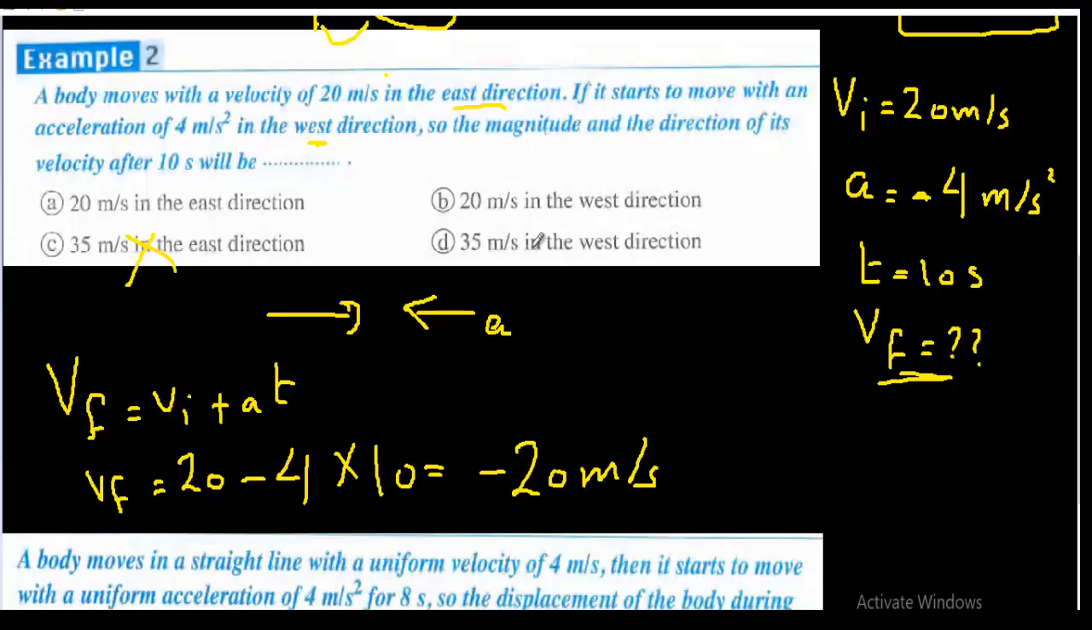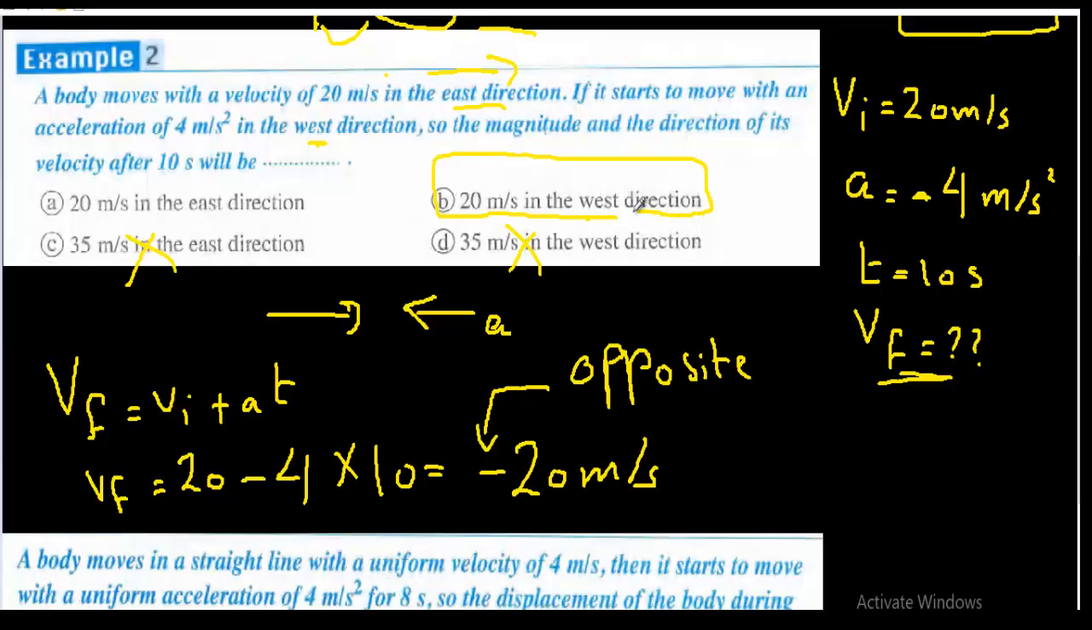So C and D are wrong, 20 in the east direction or west direction. The negative sign here in the answer means the direction is opposite to the direction of the velocity. The direction of velocity is east, so negative 20 means the opposite direction, which is west: 20 meters per second in the west direction.